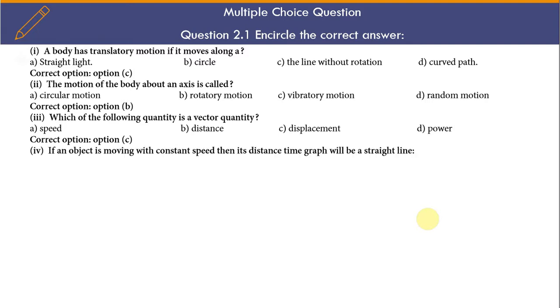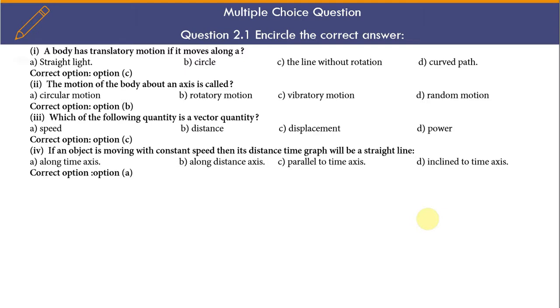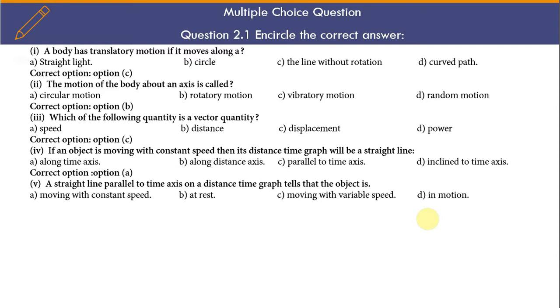Number 4. If an object is moving with constant speed, then its distance time graph will be a straight line. A. Along time axis, B. Along distance axis, C. Parallel to time axis, or D. Inclined to time axis. So the correct option is option A. Number 5. A straight line parallel to time axis on a distance time graph tells that the object is A. Moving with constant speed, B. At rest, C. Moving with variable speed, D. In motion. Correct option is option D, in motion.